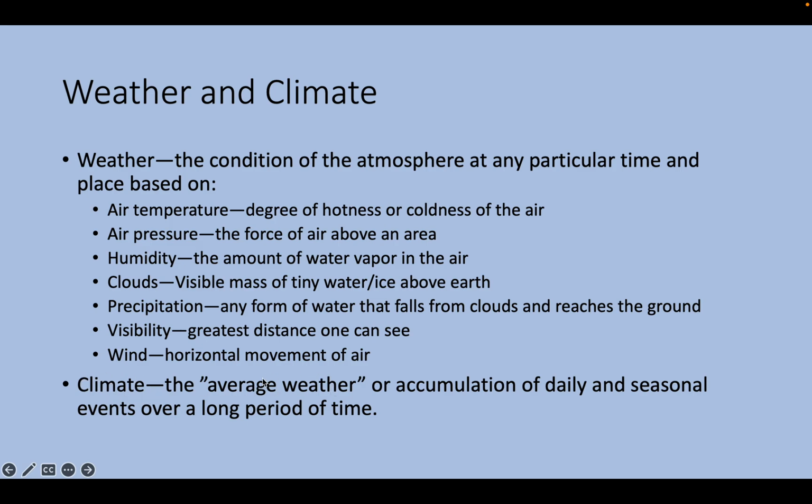Climate is our average weather, or the accumulation of daily and seasonal events over a long period of time. So think long term. If you had to describe what the weather is like in Iowa, you would definitely say, well, there are 4 seasons. That's what the climate of Iowa includes. But if you go down to the equator, you're not going to get the 4 seasons. You're going to have warm, sunny, maybe rainy conditions, but you're not going to have snow. So that's part of your difference between the weather and the climate.